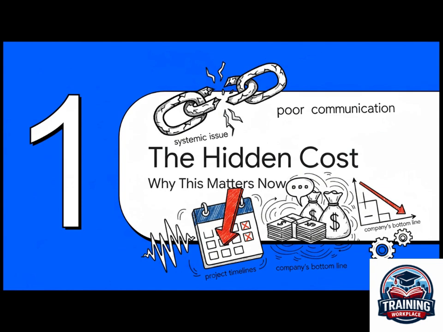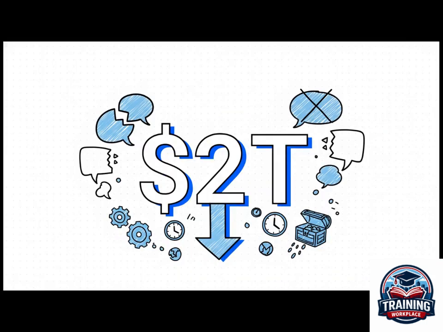Because poor communication isn't just some minor annoyance. It's a real systemic issue with very real consequences that quietly sabotage project timelines and directly hit your company's bottom line. Want to put a number on it? According to some pretty recent research, the annual cost of poor communication to US companies is just staggering. We're talking up to $2 trillion. No, that is not a typo. $2 trillion. That number represents lost productivity, delayed projects, and missed opportunities, all of it stemming from messages that just didn't land the way they were supposed to.